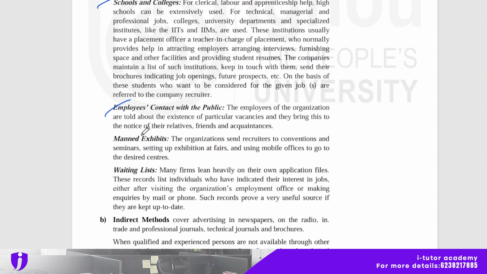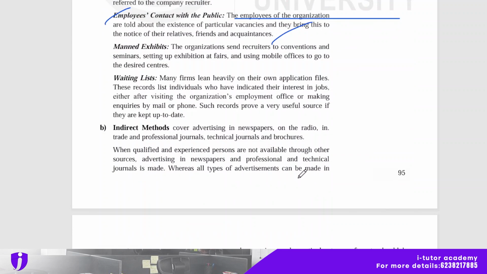And employees' contact with the public. The employees of the organization are told about the existence of particular vacancies and they bring this to the notice of their relatives, friends and acquaintances. And manned exhibits. The organization sends recruiters to conventions and seminars, setting up exhibitions at a fair and using mobile offices to go to the desired centers. And waiting list. Many firms lean heavily on their own application files.